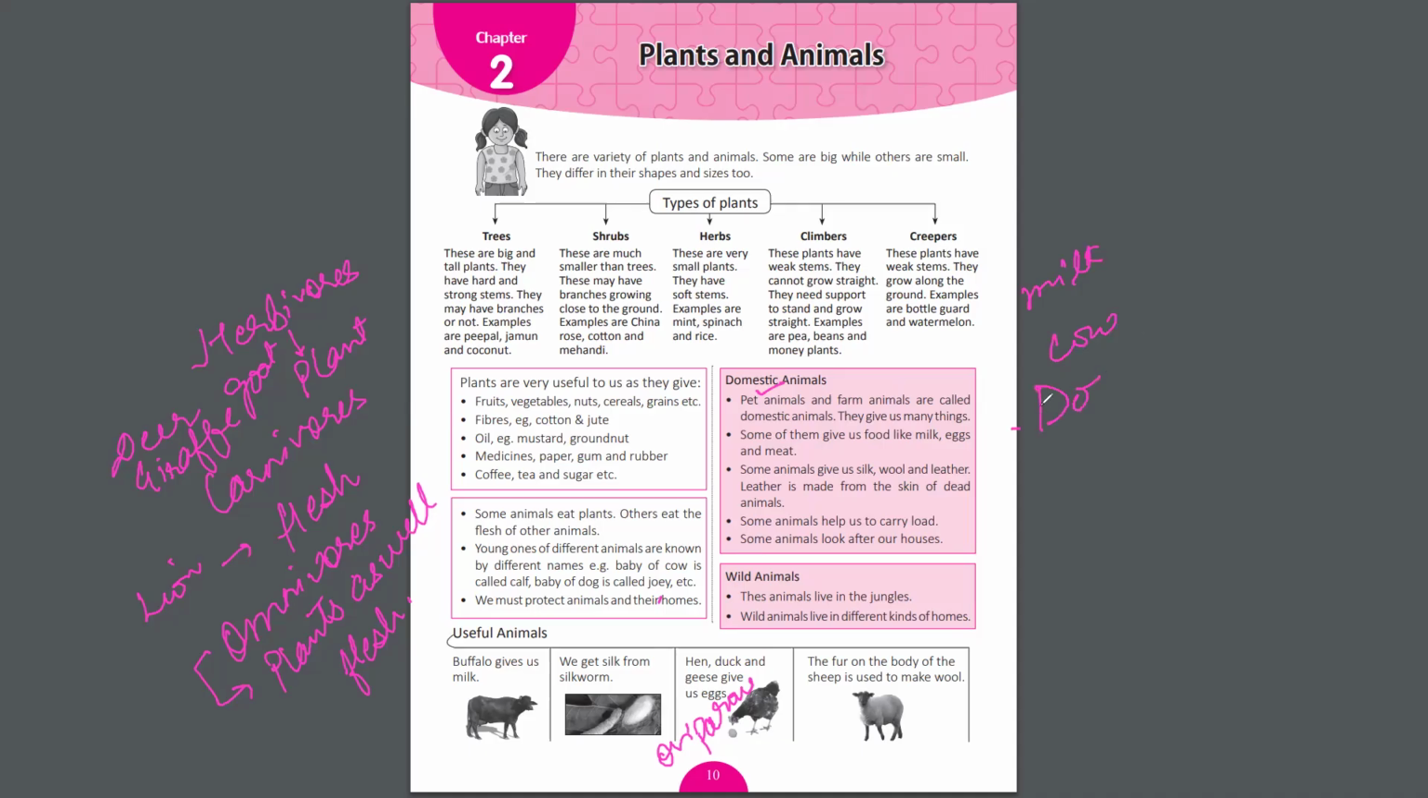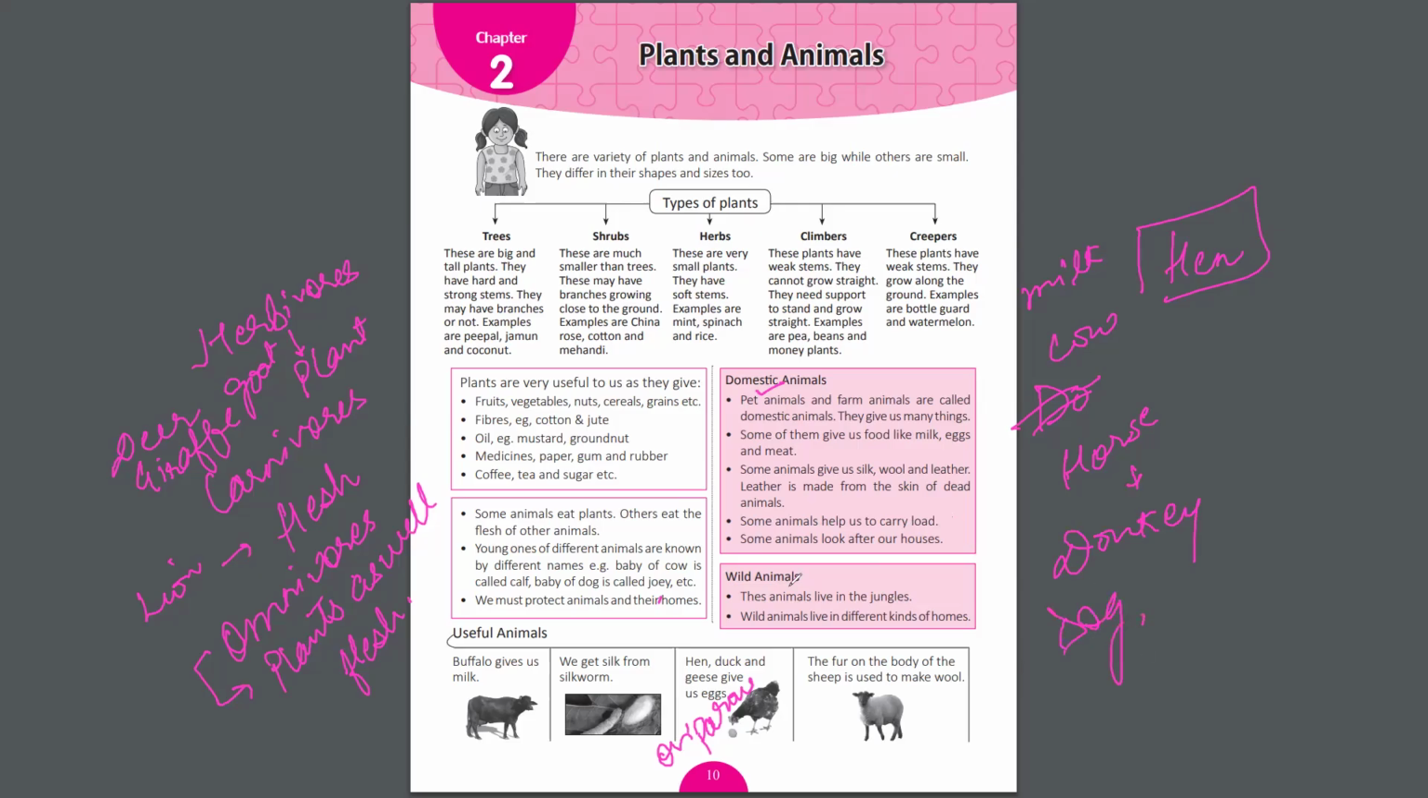Horse is a farm animal and we always use it for our personal use, for riding. Some of them give us food like milk, eggs, and meat. Hen is one of the animals which we always have in our houses. Some animals give us silk, wool, and leather. Leather is made from the skin of dead animals. Some animals help us to carry load, just like donkey. Some animals look after our houses, just like dog.